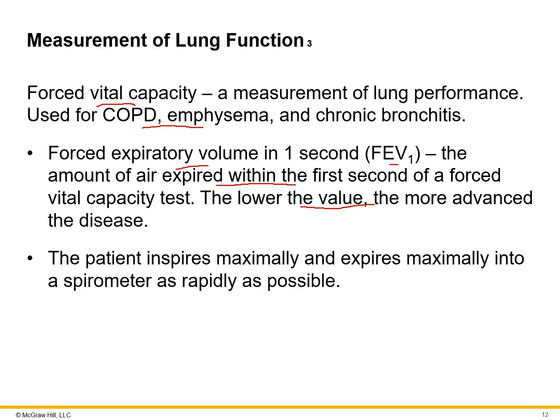So the patient inspires maximally and then expires maximally as fast as possible. So how quickly can they do that in 1 second? That's looking at that forced expiratory volume.